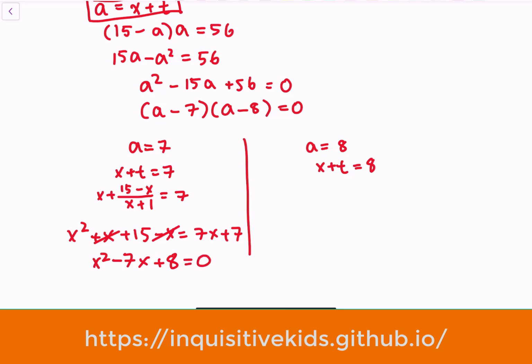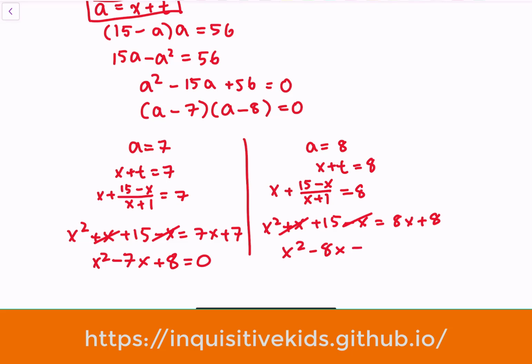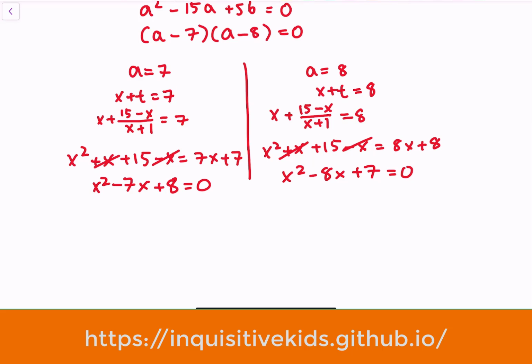Now what about for a is equal to 8? We have x plus (15 minus x) over (x plus 1) is equal to 8. Again, we multiply x plus 1 on both sides. x squared plus 15 minus x is equal to 8x plus 8. And we are left with x squared minus 8x plus 7 is equal to 0. The final steps is just to factor and solve for x.